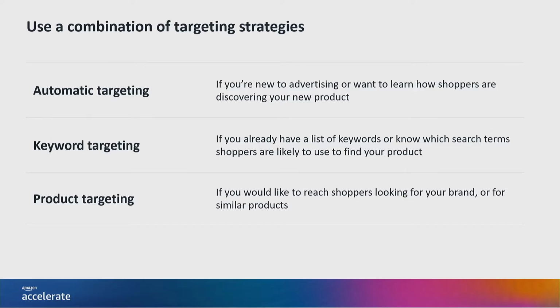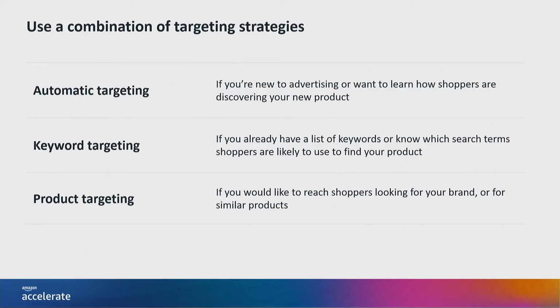If you already have a list of keywords or know which terms shoppers are likely to use to find your new product, you can also try keyword targeting. And we'll use your keywords to match your ads with customer shopping terms. When you create your manual keyword campaign, add at least 30 keywords to your campaign to increase the opportunity for your ads to show. Think about adding both category level terms and branded shopping terms. So that would be keywords that contain your brand name or product name so that you can easily figure out how shoppers are searching for your products.